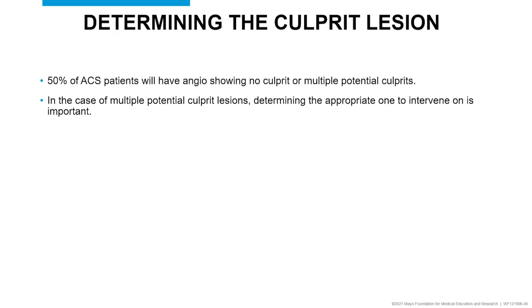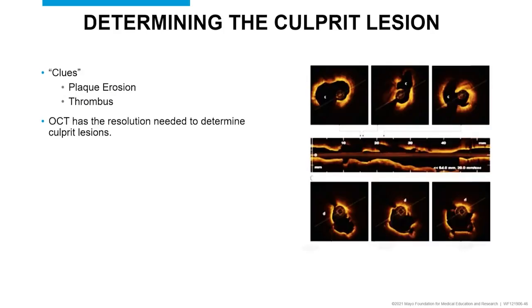You can also use imaging to look at culprit lesions. 50% of ACS patients have angiography showing no culprit or multiple potential culprits. If you have multiple potential culprits, you have to determine which one is the appropriate one to intervene on. And here's where OCT is really helpful.